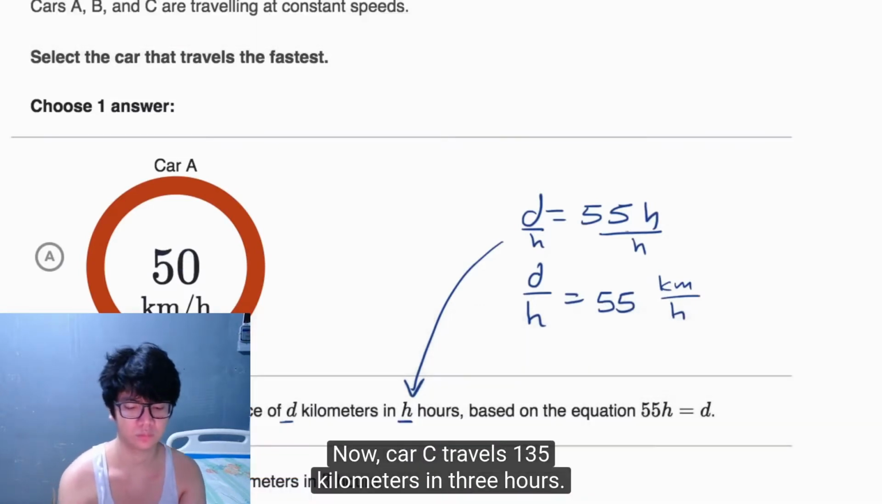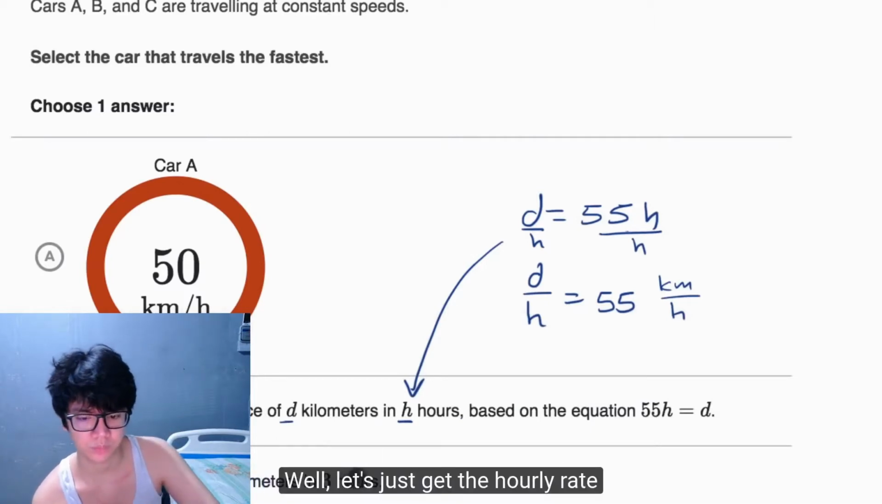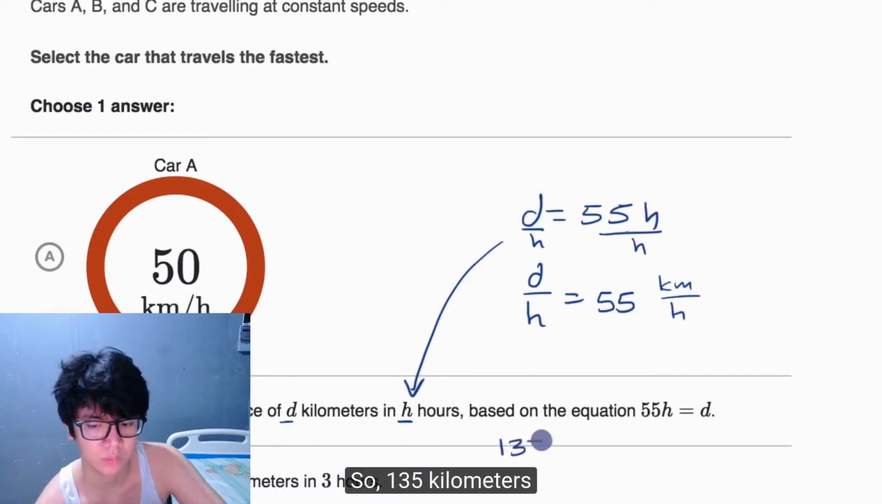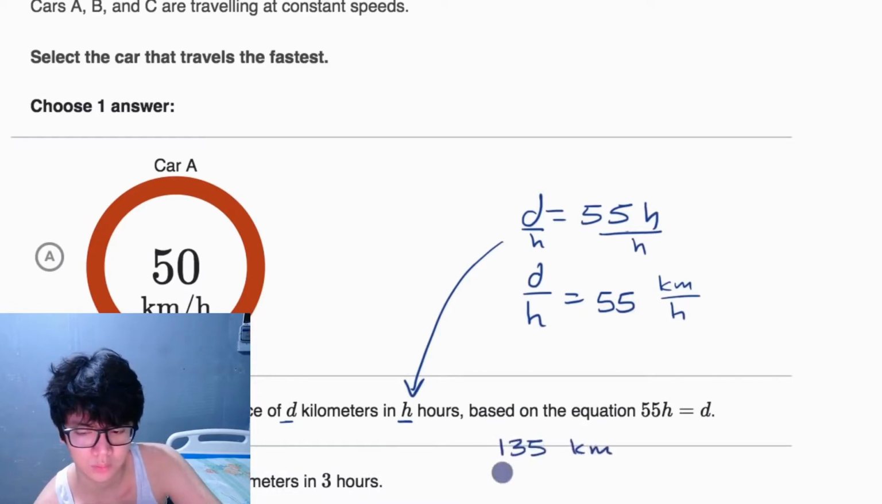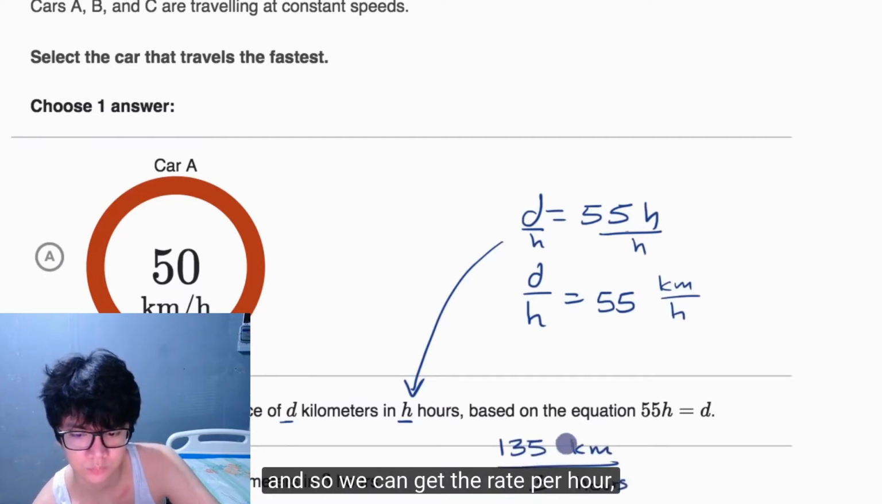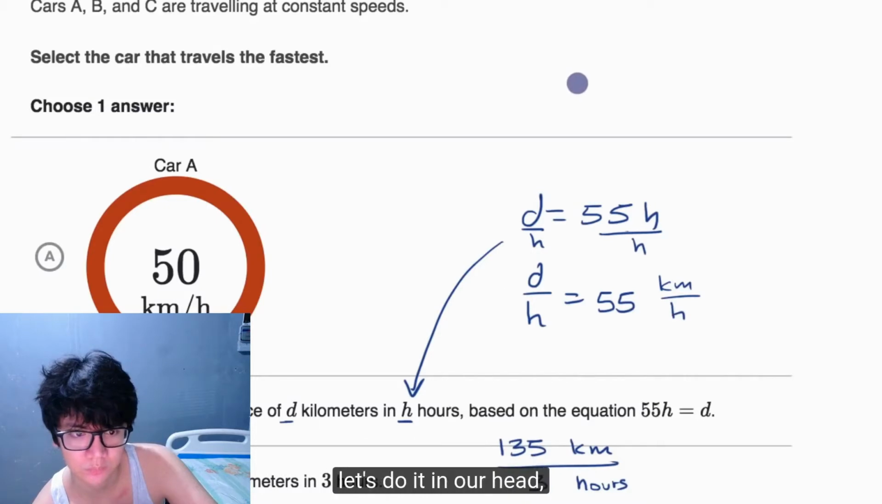Now, car C travels 135 kilometers in 3 hours. Well, let's just get the hourly rate, or I guess you could say the unit rate. So 135 kilometers in 3 hours, and we can get the rate per hour. So 135 divided by 3 is what? Doing it in our head, I think it's 45. Let me just verify that.